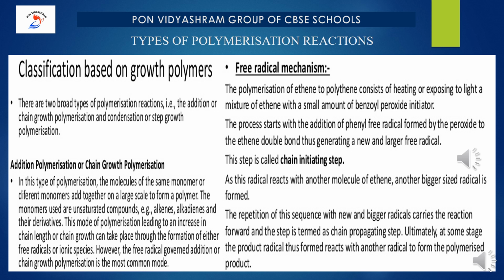So, now what is the example we are going to talk about? One example of this radical polymerization is the conversion of styrene to polystyrene. Or otherwise we can talk about the conversion of ethene to polyethene. So, three steps we are going to talk about. The first one is initiation reaction. The second one is propagation reaction. The last one is termination reaction.